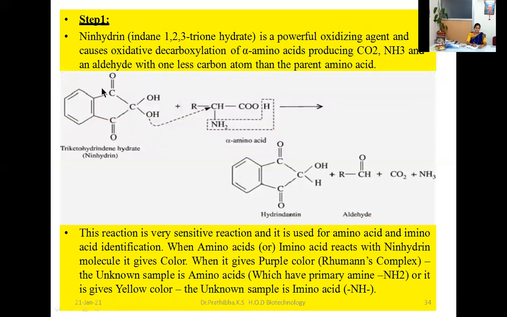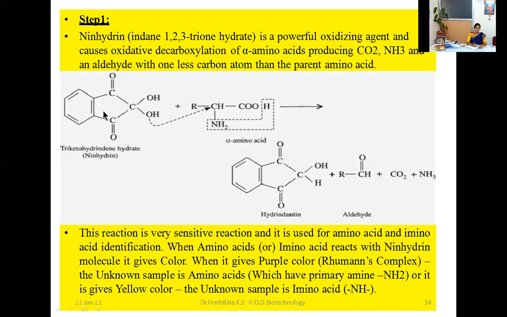Ninhydrin, which can also be known as triketohydrindene hydrate, also known as indane-1,2,3-trione hydrate, is a powerful oxidizing agent and causes oxidative decarboxylation of an alpha amino acid, producing carbon dioxide and ammonia, and an aldehyde, RCHO, with one less carbon atom than the parent amino acid.